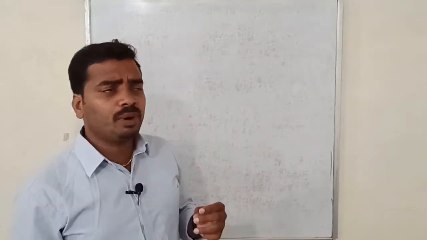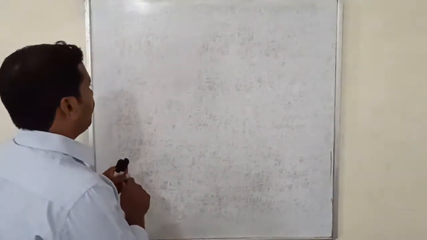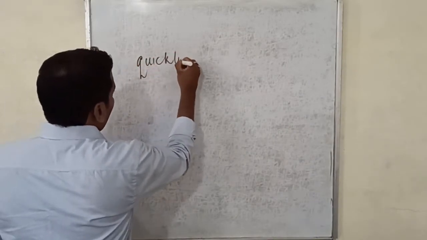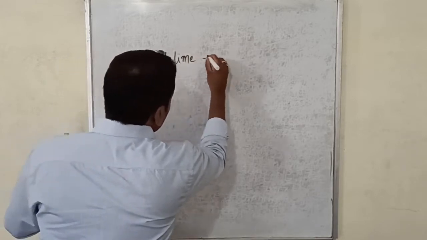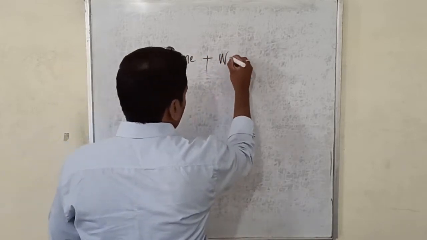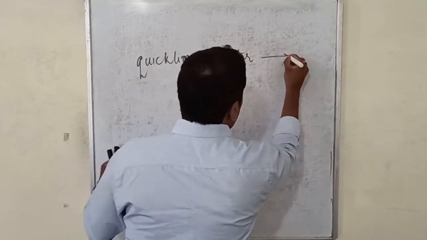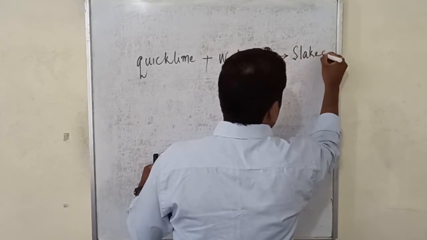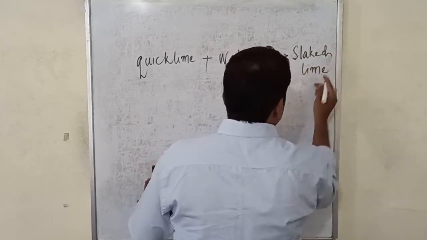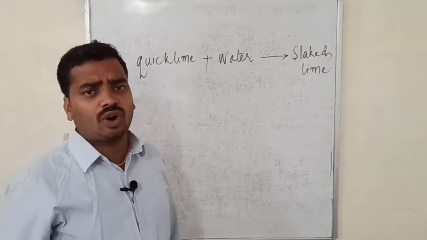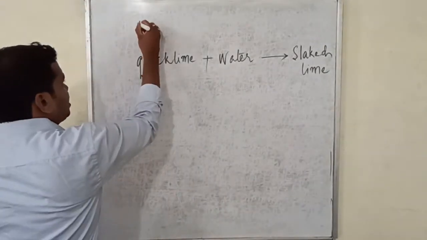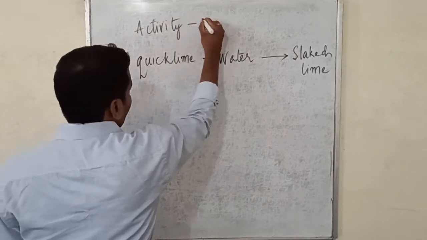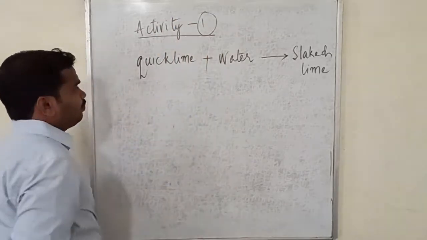So activity number 1 goes like this, where the reaction happens between quicklime when it is mixed with water. It gives out calcium hydroxide, that is slaked lime. So this is the first reaction which we are going to discuss today from activity 1 of chapter 2, which is mentioned in your textbook. Try to go through textbooks after my discussion of the lesson.